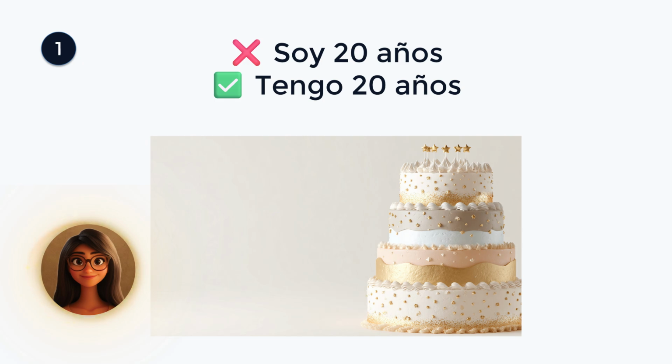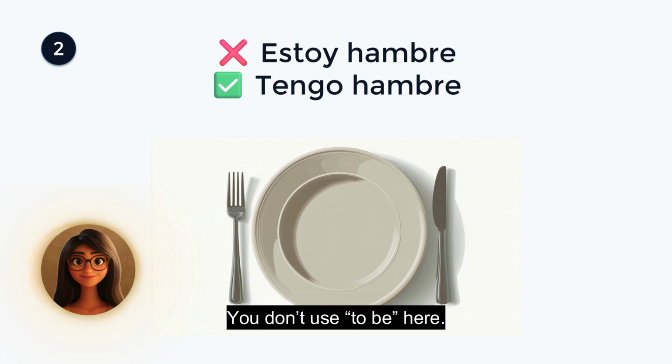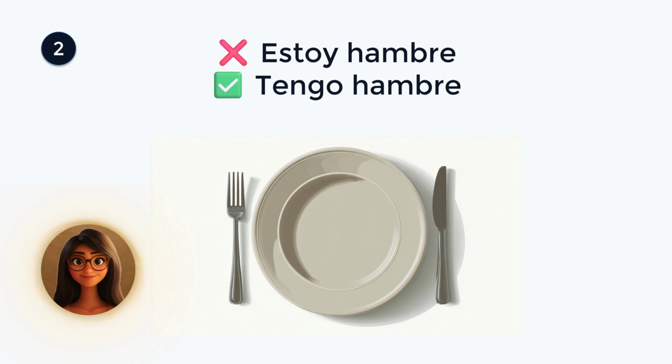For age, Spanish uses tener, not ser. You say, tengo 20 años. In Spanish, hunger uses tener. You don't say to be here. You say tengo hambre.